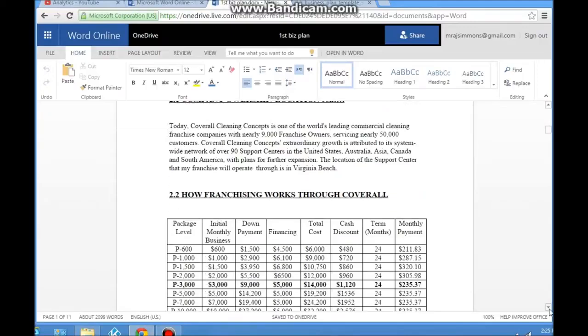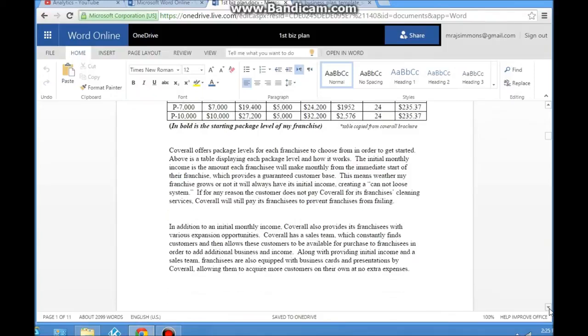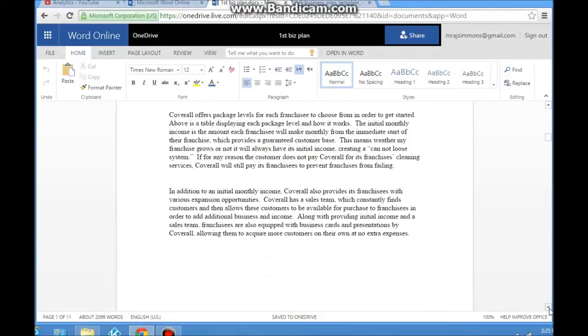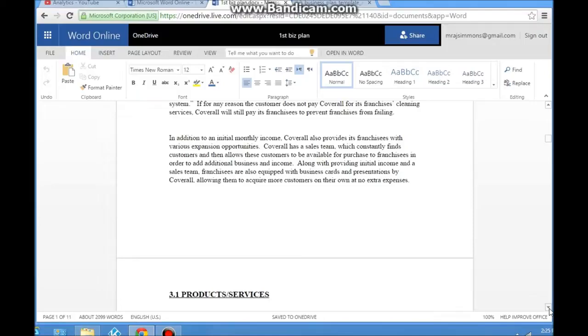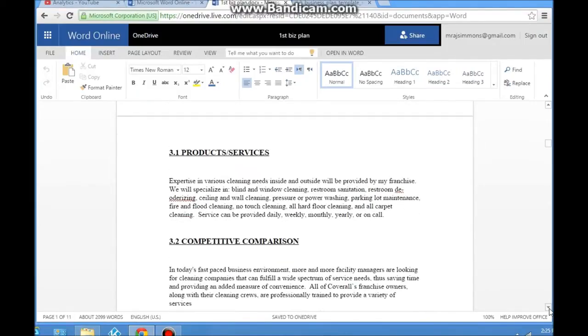So then after that, you go on down to right here. I included the package. This was the package level I got highlighted. I was trying to buy in at $9,000 down, $3,000 a month. Those packages changed. That's not the same now. I don't know if that's even accurate, so do not quote me on that. Coverall, please don't sue me on that because I'm going to fight it in court and I'm going to beat it. But anyway, we move on to products and services, expertise, various cleaning needs, blah blah. So you go down to what you're going to sell, what services you're going to offer, and so on.